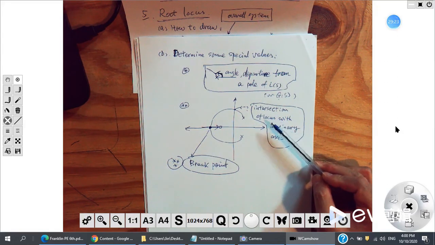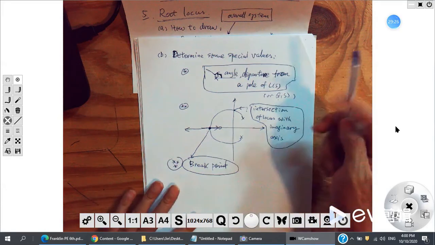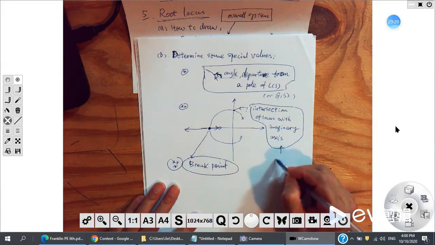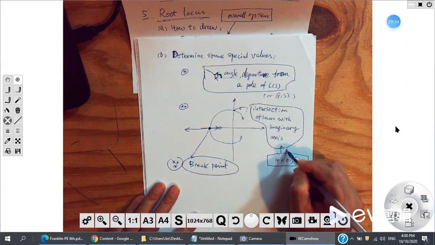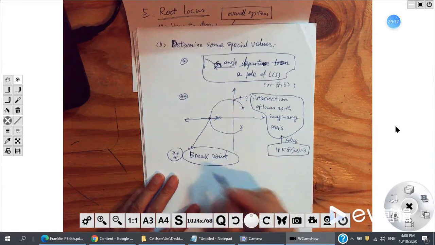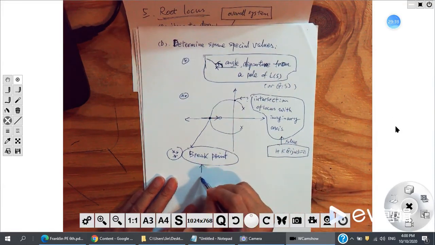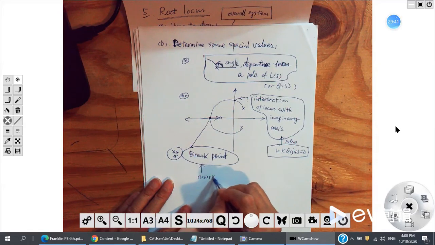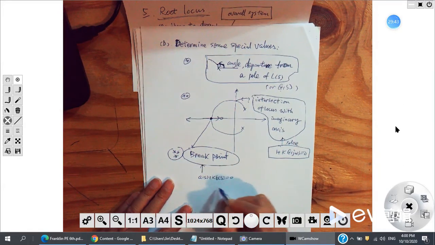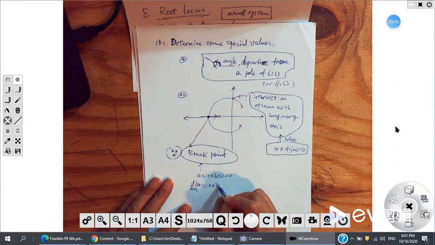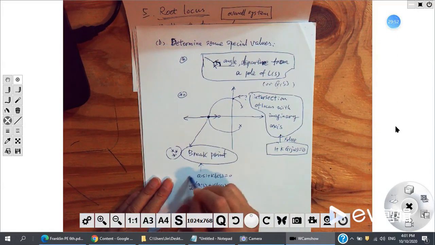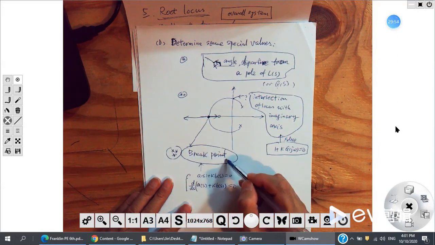It will be 1 plus kg(jω) equal to 0. Try to solve this. And for the breakaway point, you have 1 plus kg(s) equal to 0, and take the derivative with respect to s, equal to 0. You try to solve these two, and you can get the breakpoint.